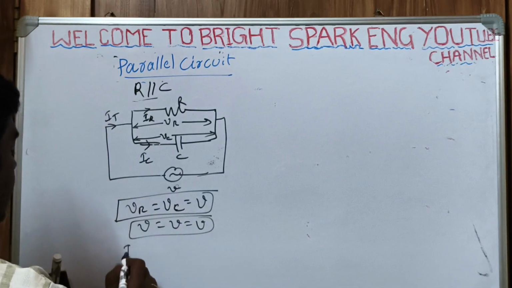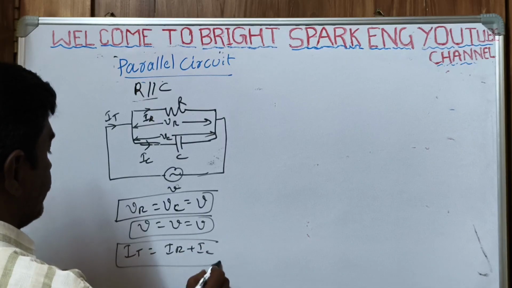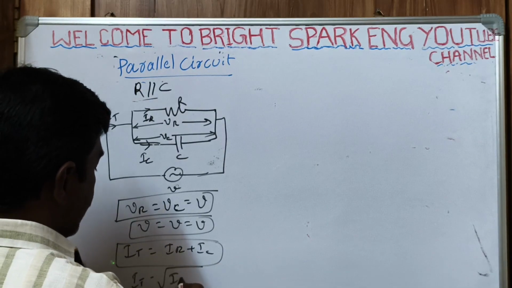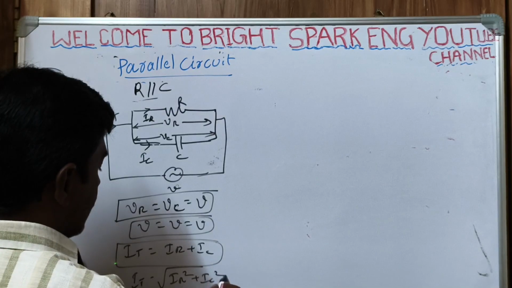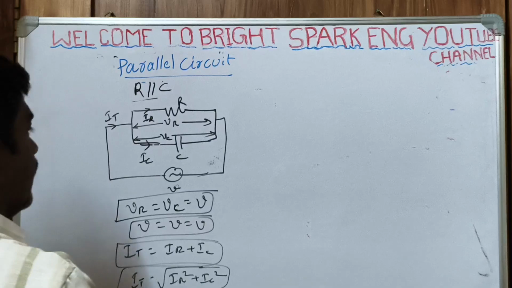Here the total current is equal to IR plus IC. In vector sum, I of t is equal to square root of IR square plus IC square. This is the total current formula, the vector sum.